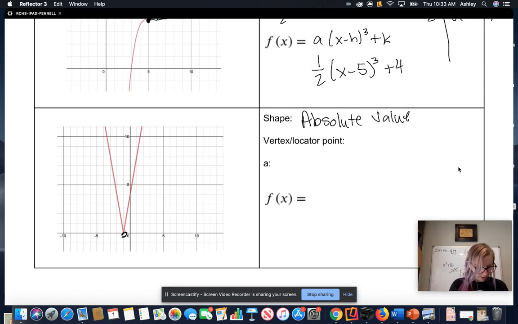And we're looking for the vertex point there, which appears to be at -1, 0. So we're shifting left 1, not up or down at all. My k value is just 0. And now I have to determine the a value.